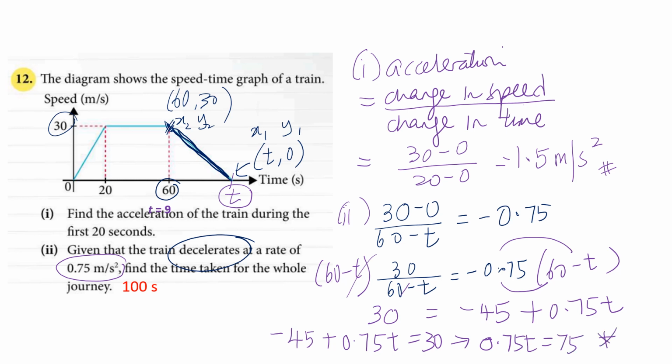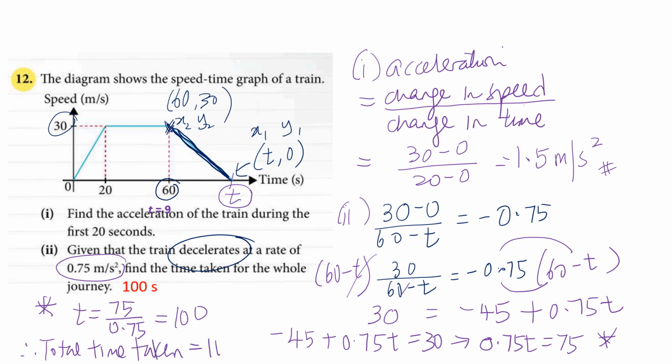Let's continue here. Therefore t will be 75 divided by 0.75, which gives you 100. So therefore the total time taken for the whole journey will be 100 seconds.